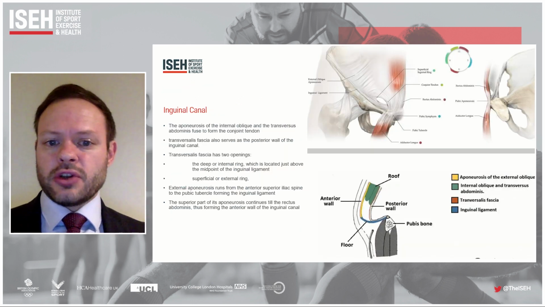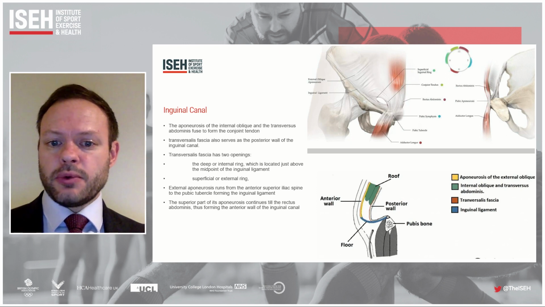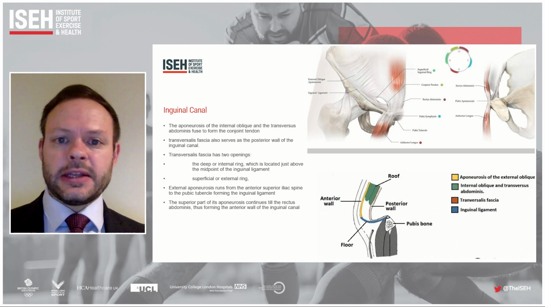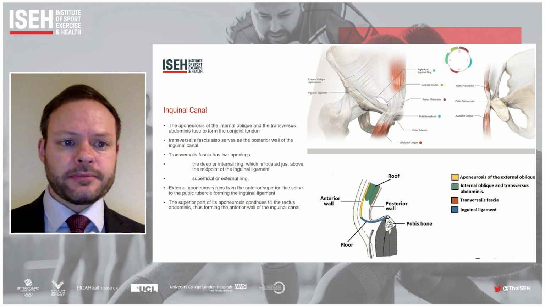These diagrams show what the canal is made up of, with the anterior wall made of the aponeurosis, the floor made of the inguinal ligament, the roof from other muscles, and then the transversalis fascia making the posterior wall, which seems to be damaged in that type 4 plaque injury.